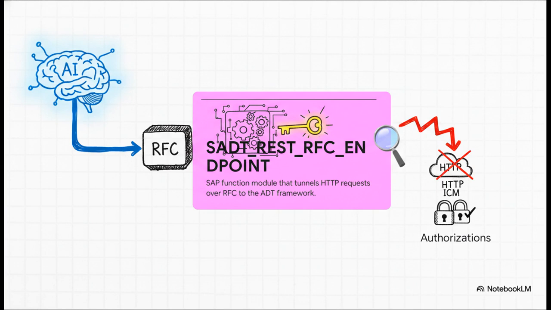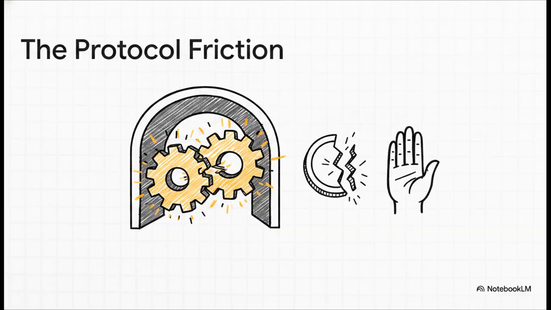SADT_REST_RFC_ENDPOINT. Here is exactly what happens. Eclipse takes a standard REST API call and packages it inside a length-prefixed RFC payload. Then, it tunnels that HTTP request directly over the SAP native network interface. Once the function module receives it, it unpacks the request. It runs it against the ADT framework internally, and finally, it returns the response packed right back inside an RFC. This brilliantly bypasses the HTTP port entirely, and it uses the exact same authorizations your user already has.